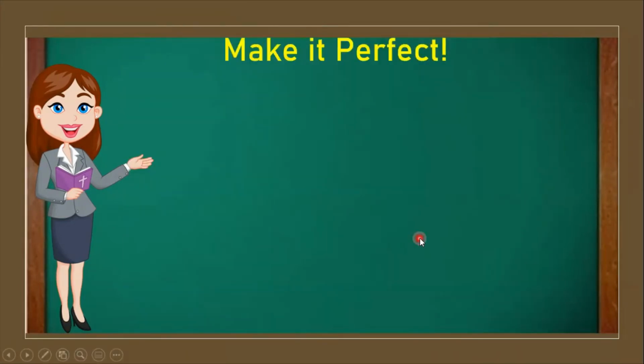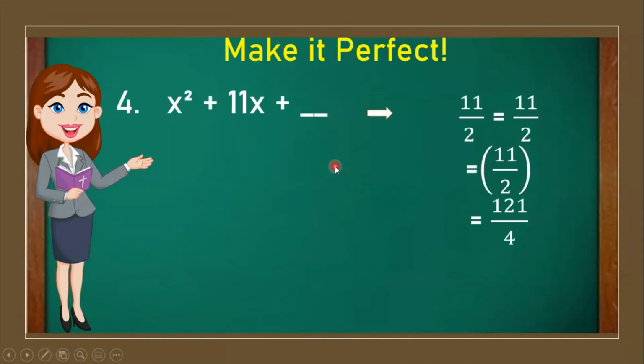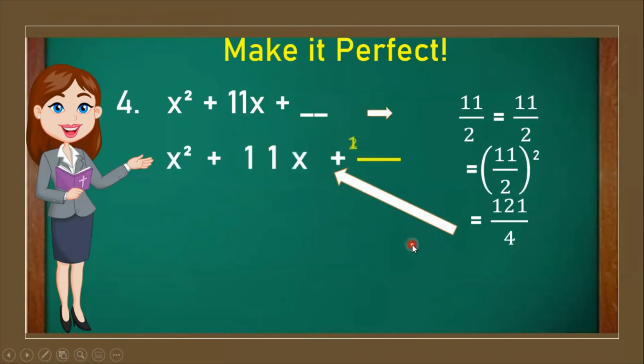Okay, the fourth example. x squared plus 11x plus blank. So what must be added? Get the second term. The coefficient is 11. Divided by 2 is equal to 11 over 2. Multiply by itself: 11 times 11 is 121, and 2 times 2 is 4. So the last term is 121 over 4.